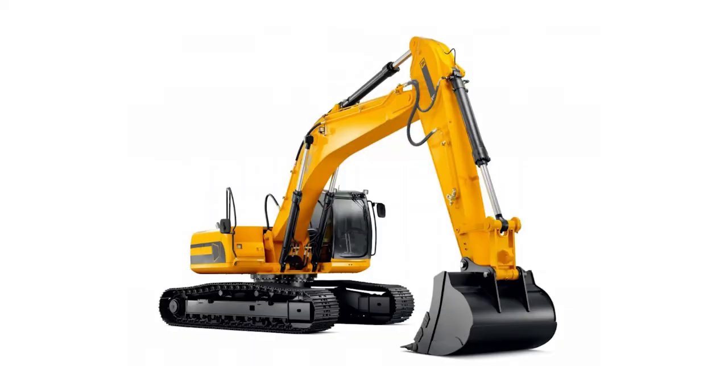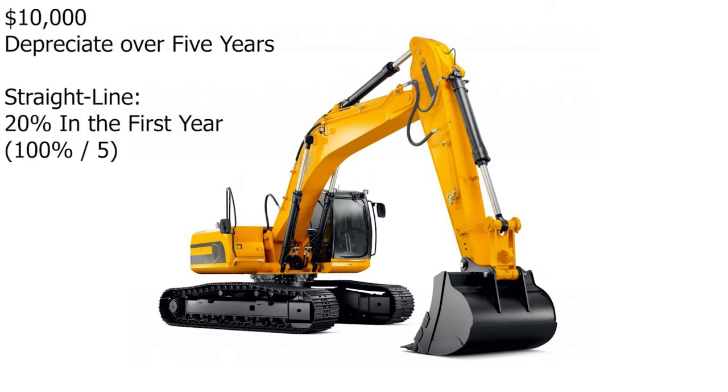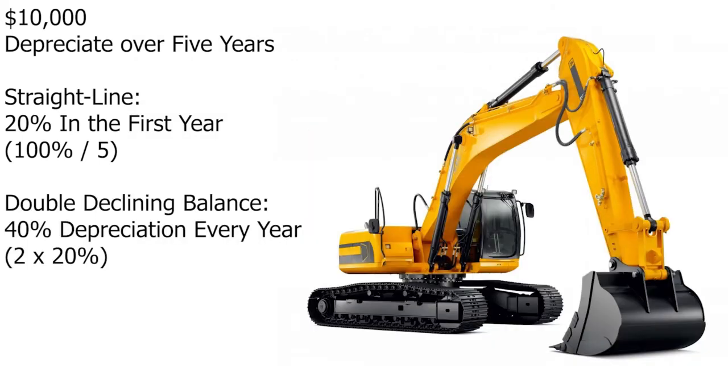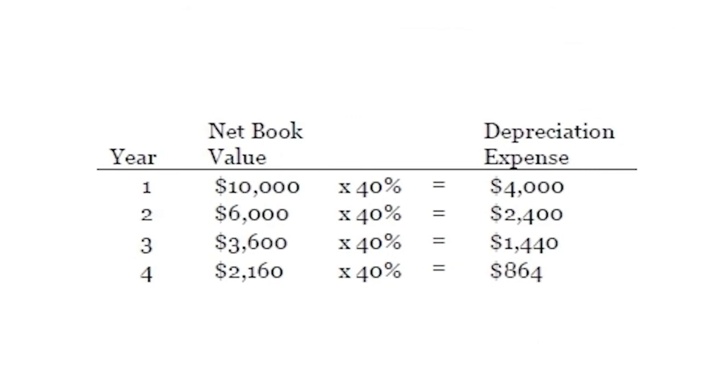For example, Randy purchased $10,000 of equipment which he plans to depreciate over 5 years. Using straight line, Randy would be depreciating 20% of the value in the first year. Therefore, the double declining balance method will use 40% depreciation every year, 2 times 20%. The depreciation for each of the first 4 years would be like this.